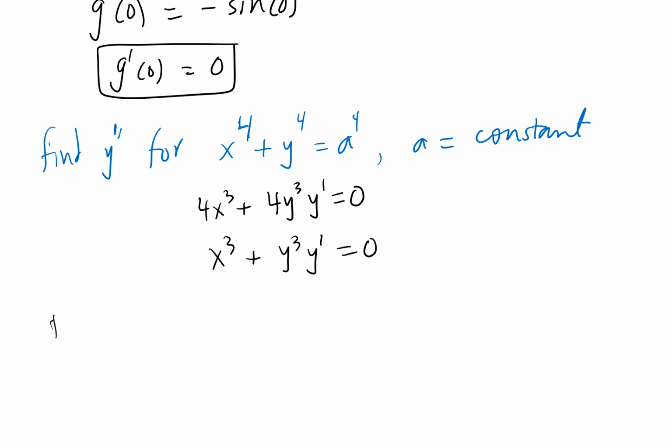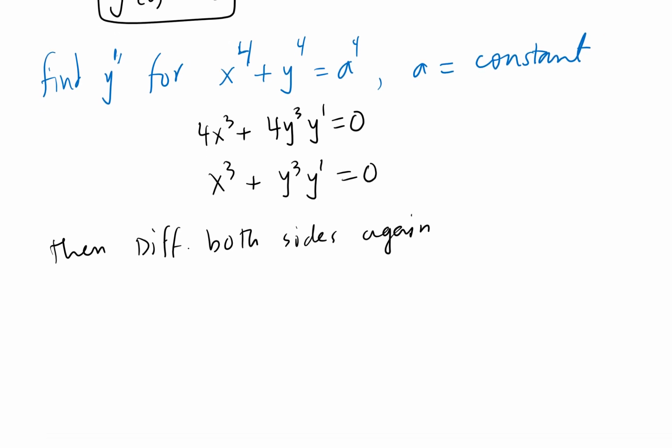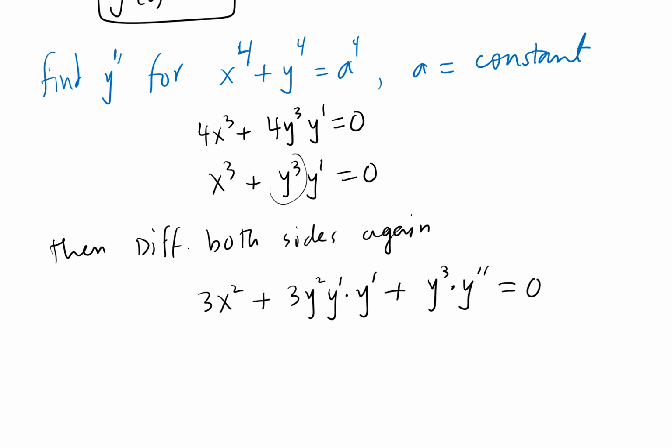Now, then differentiate both sides again for this last answer. So we get 3x squared plus, here we have a product of two things. We find the derivative of the first one, 3y squared y prime, times the second one, plus y cubed times y double prime equals 0.